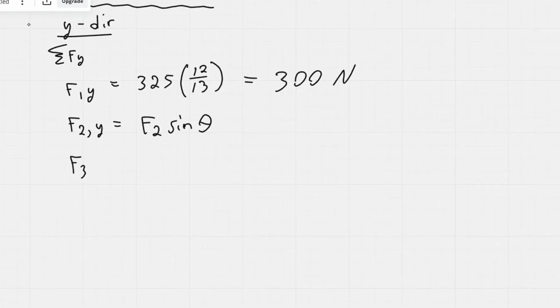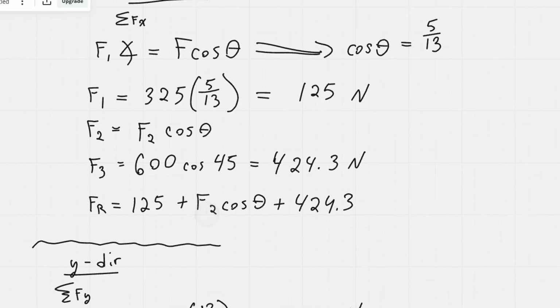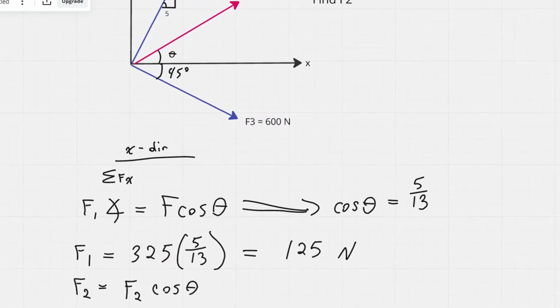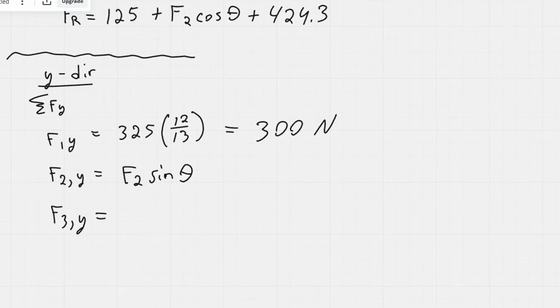And then F3y, now you've got to think about it, it's going to be in the negative direction, right? Because the y component is going downward here. So F3 is going to be negative because of the direction in y it's going. It's going to be negative 600 times sine of 45, and that is going to equal, when you evaluate it, negative 424.3. All right, and we're almost done.